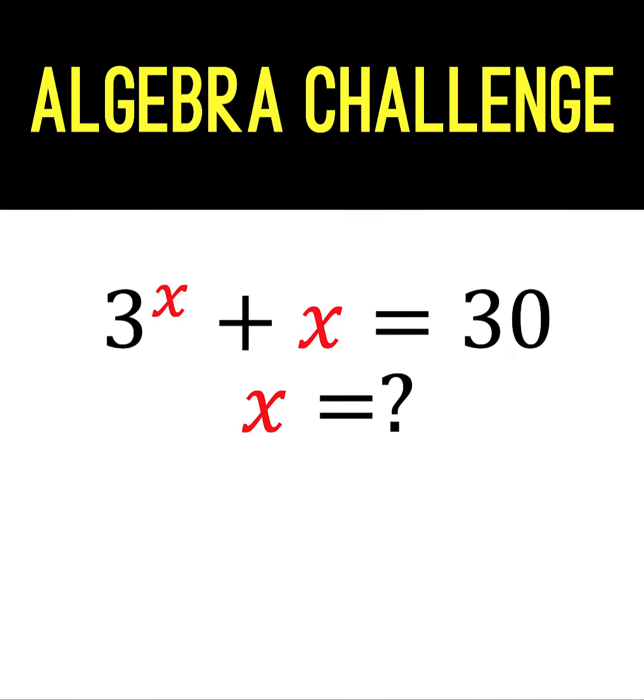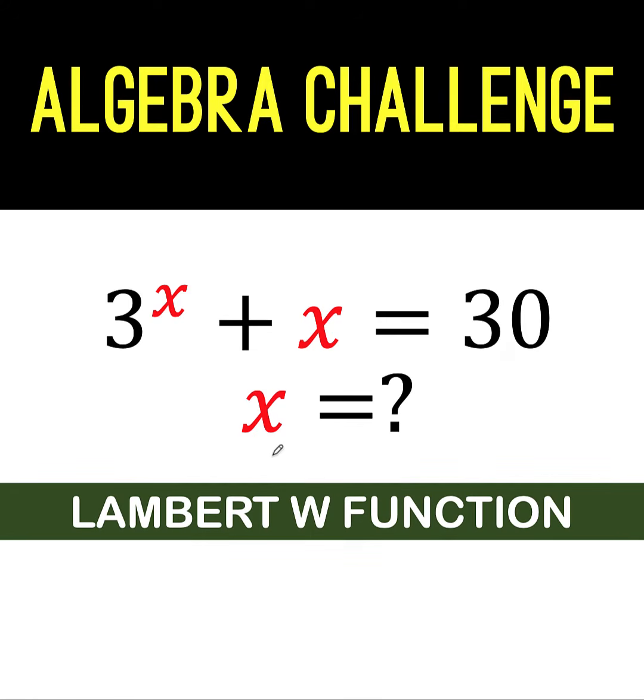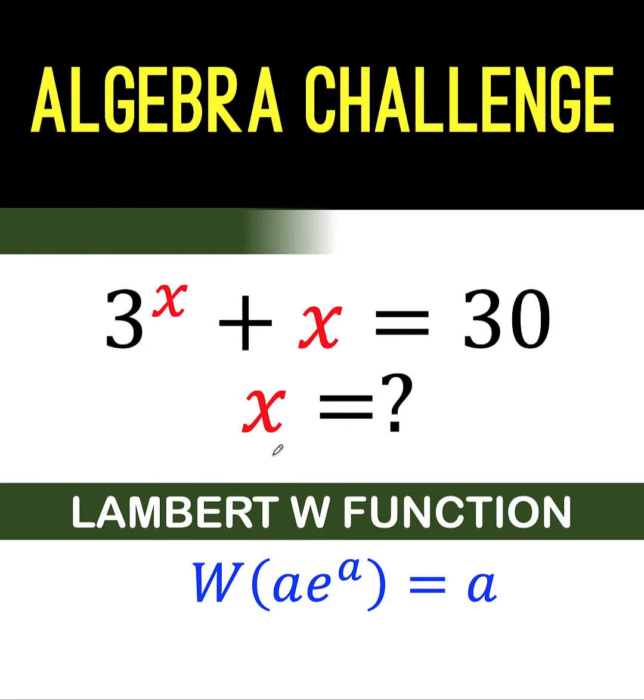Find the value of x given this equation, 3^x + x = 30. This is a kind of problem where the variable is found both as an exponent and as a base. One way to solve this kind of problem is to use what we call the Lambert W function. You can pause the video and see if you can solve this math problem.